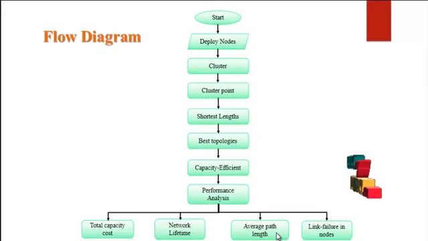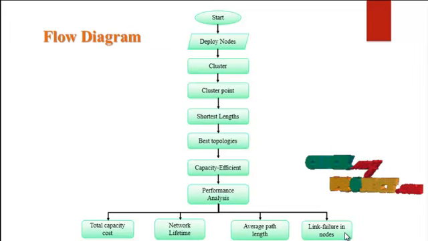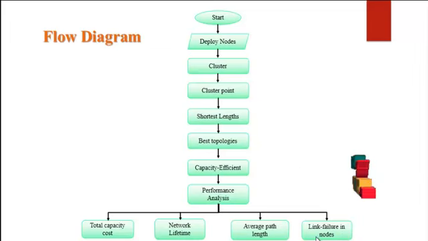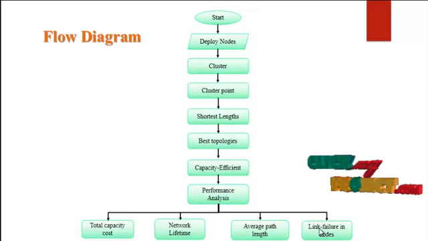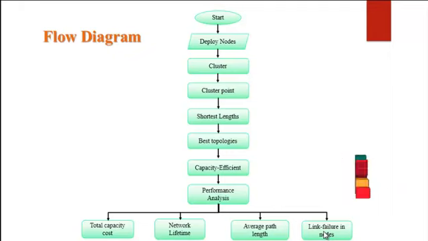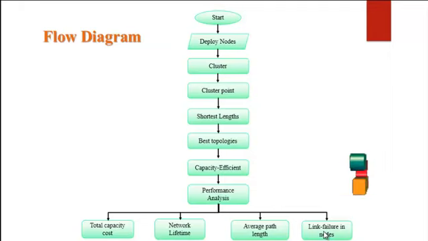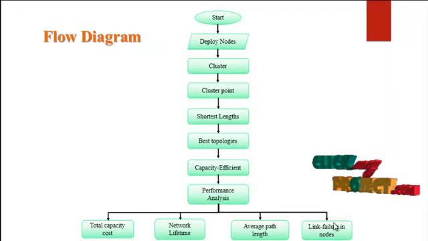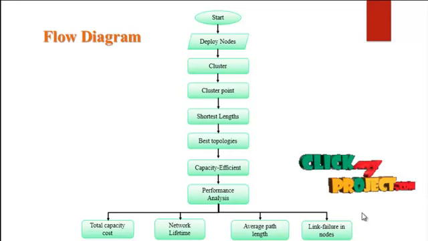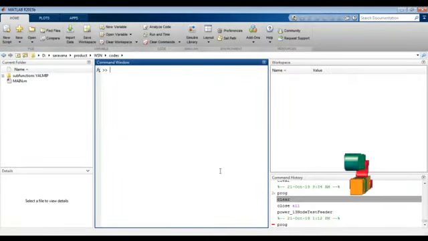And another thing we can measure is link failure in nodes. This is the fourth one, link failure in nodes. Some connections of nodes will be automatically disconnected, so the lifetime of our sensor network will be automatically reduced. Sometimes the connecting nodes will have a link failure, so we can also find out this performance. Next we can discuss the running procedure of the project.